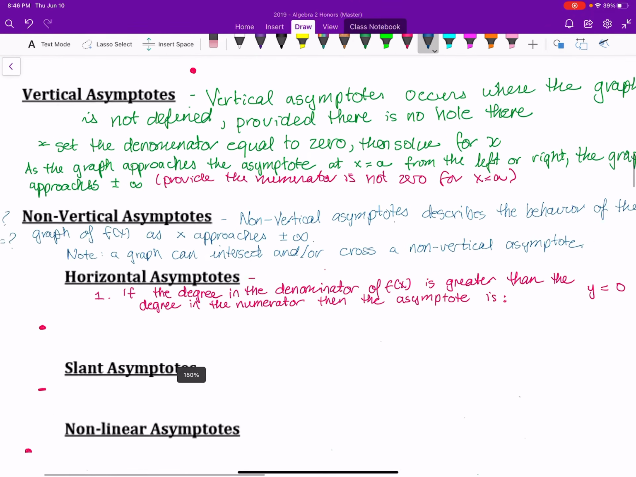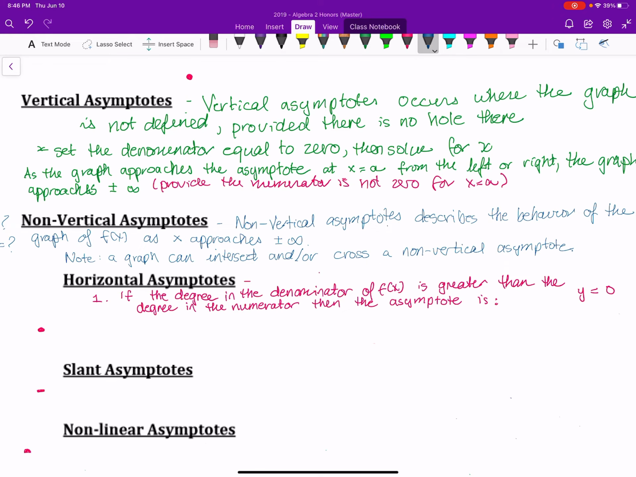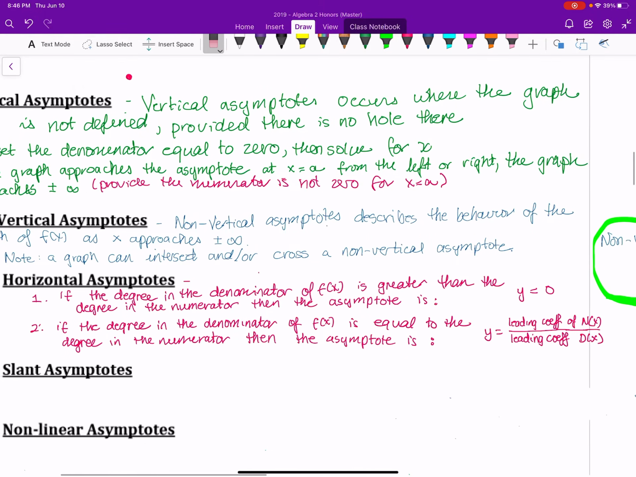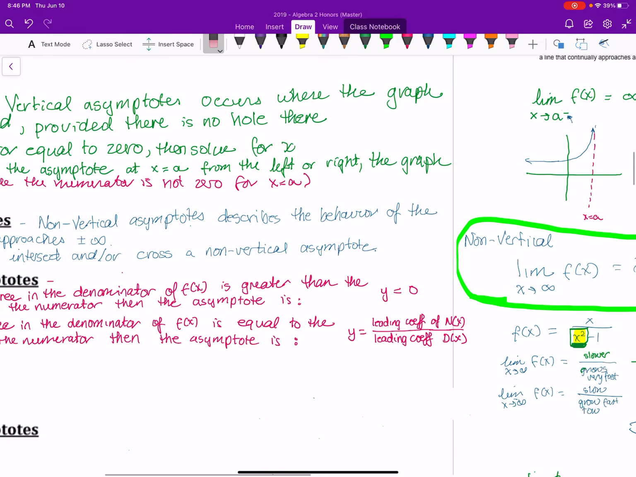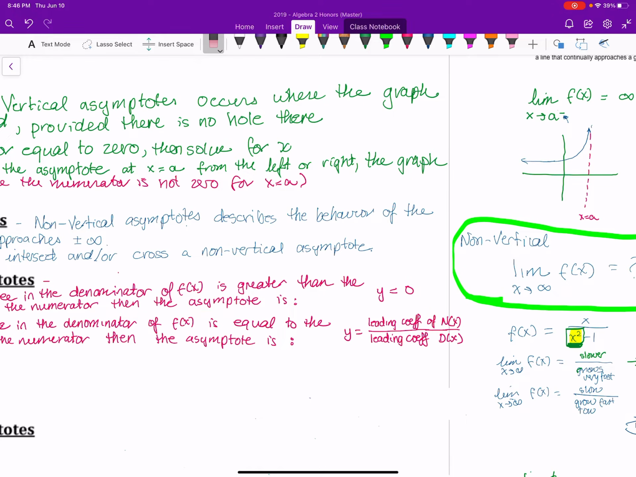All right, so now, what happens if the degree is not greater in the denominator? Let's say it's the same. That's still a horizontal asymptote. If the degree in the denominator of f of x is equal to the degree in the numerator, then the asymptote is y equals the leading coefficient of n of x over the leading coefficient of d of x.